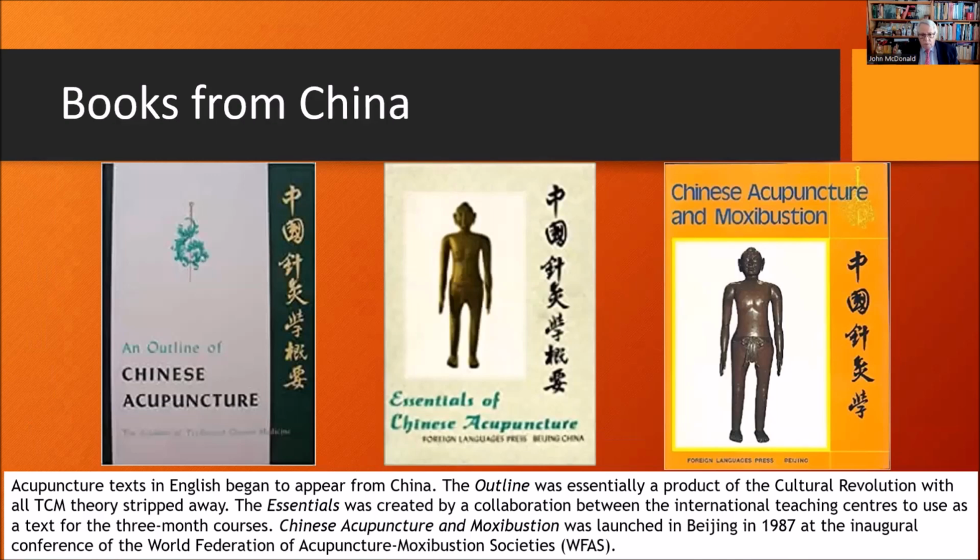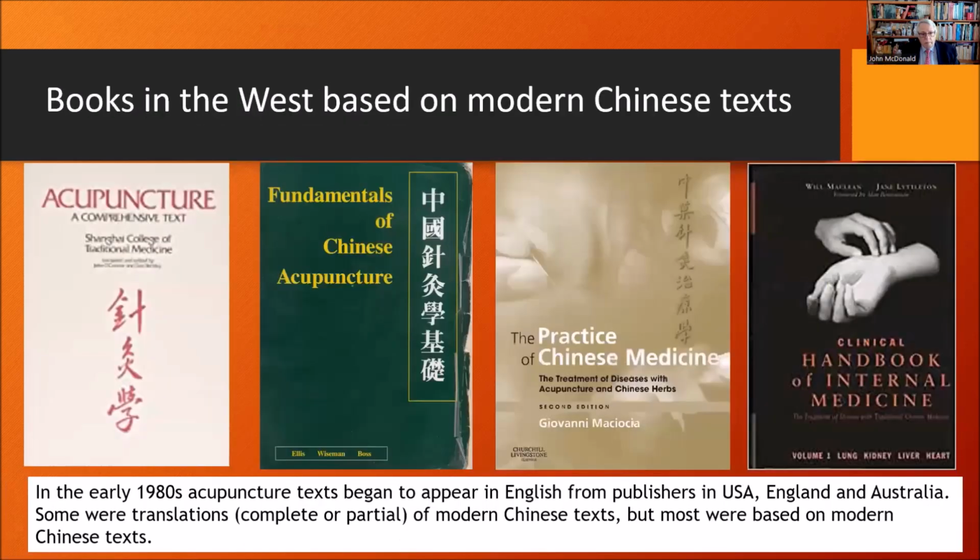The Essentials was created by a collaboration between the international teaching centres to use as a text for the 3-month courses. Chinese Acupuncture and Moxibustion was launched in Beijing in 1987 at the inaugural conference of the World Federation of Acupuncture Moxibustion Societies, WFAS.